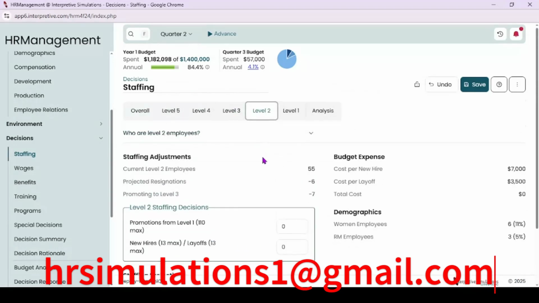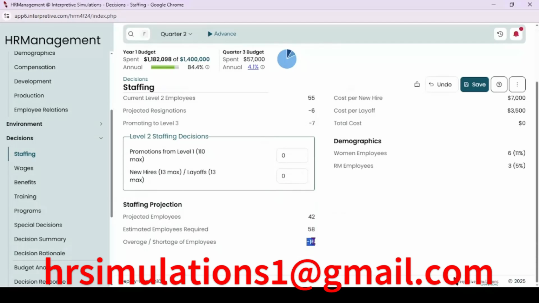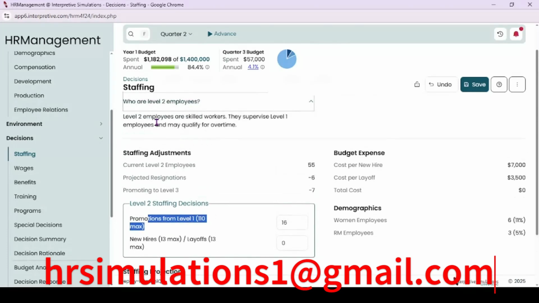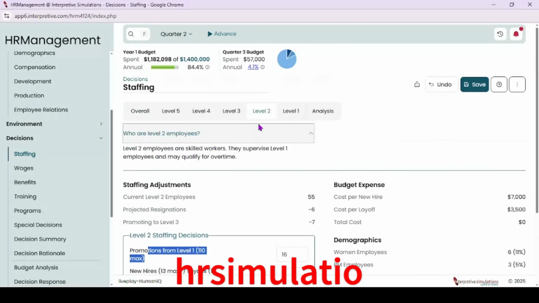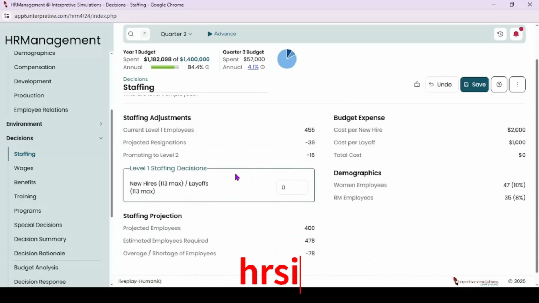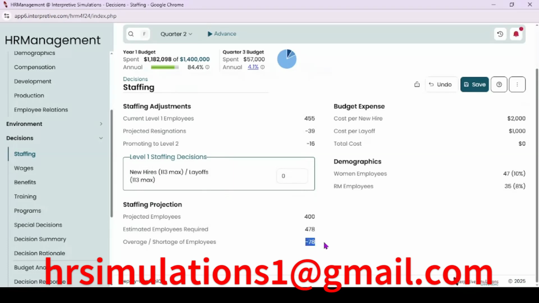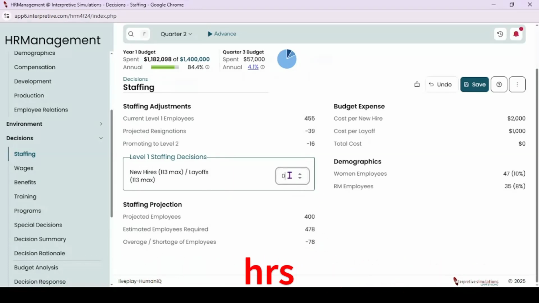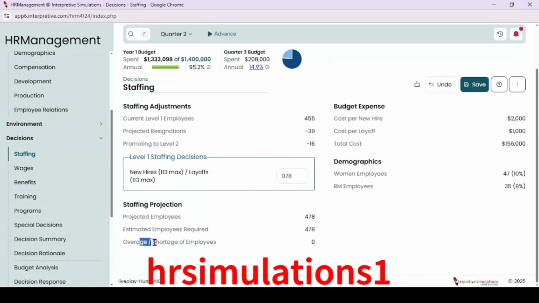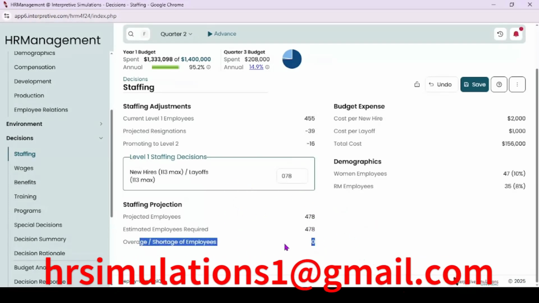Next is level 2, and at level 2 you can see we have a shortage of 16. So we're going to promote 16 of them from level 1, so that they can come to level 2. Level 2 employees are the skilled workers in the simulation. Last one is level 1 in the company. At level 1, you can see that we have a shortage of 78, so we're going to hire 78 more. Here we can't promote, so we're only going to hire. After hiring 78 more, you can see we don't have any shortage or overage of employees.